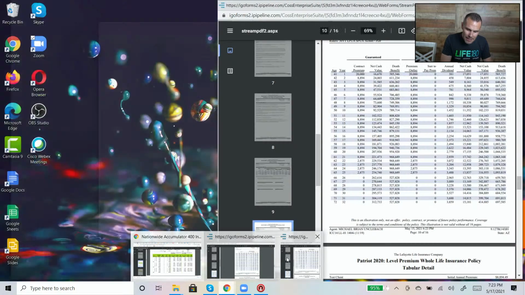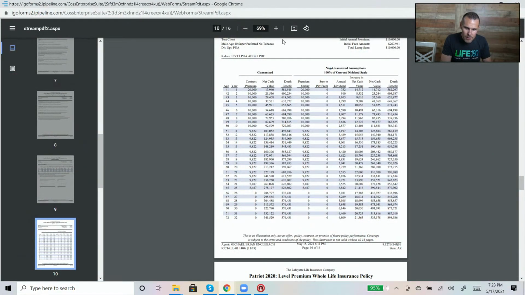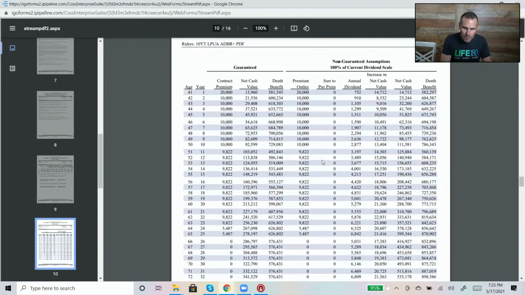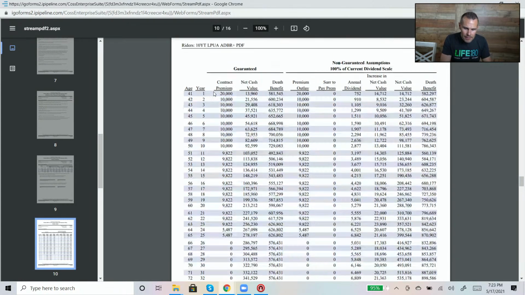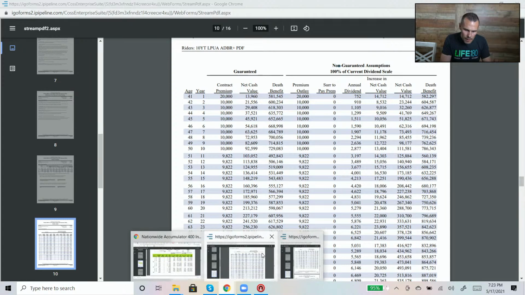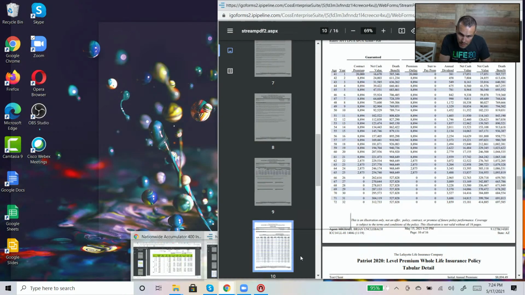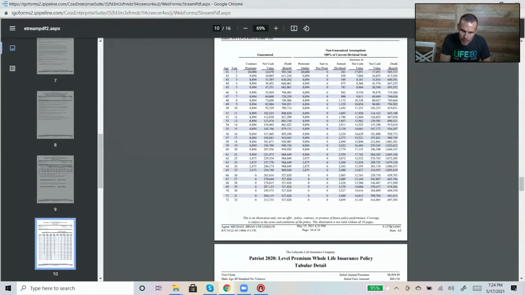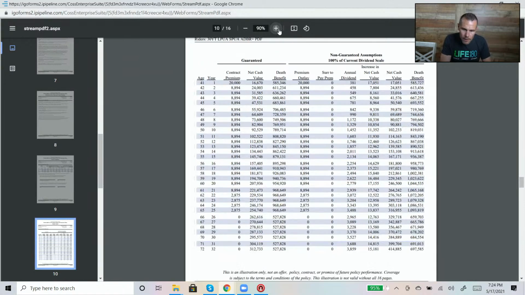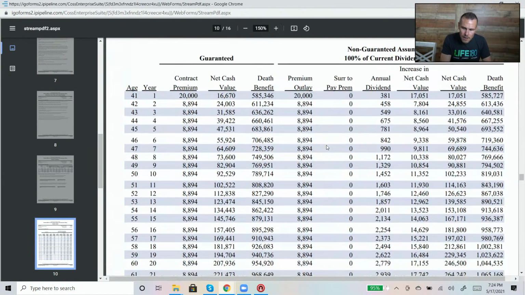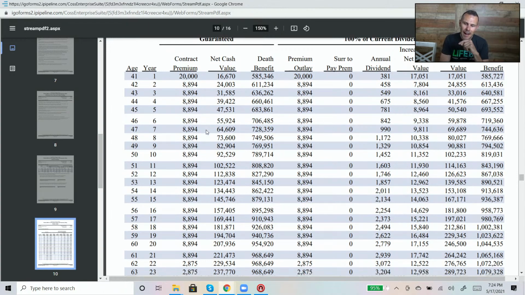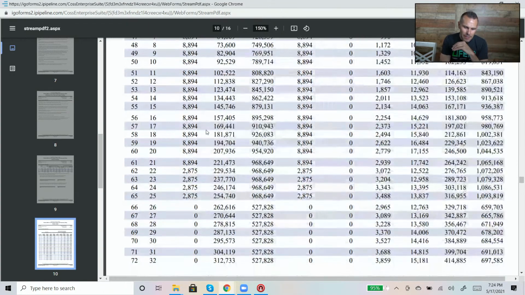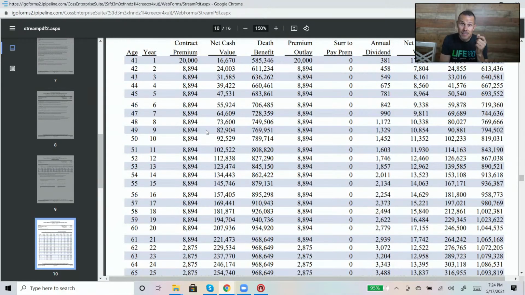So what I did here is I ran an illustration over here on a whole life policy. That's not the one I wanted. I ran a bunch of different illustrations. That's the one I wanted. Here we go. So this just goes to show you, and I couldn't get this dialed in completely the way that I wanted. I didn't spend that much time running the numbers perfectly.